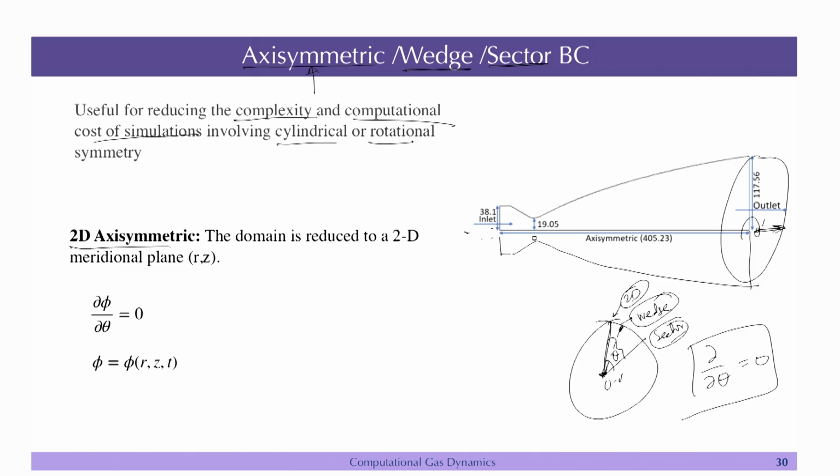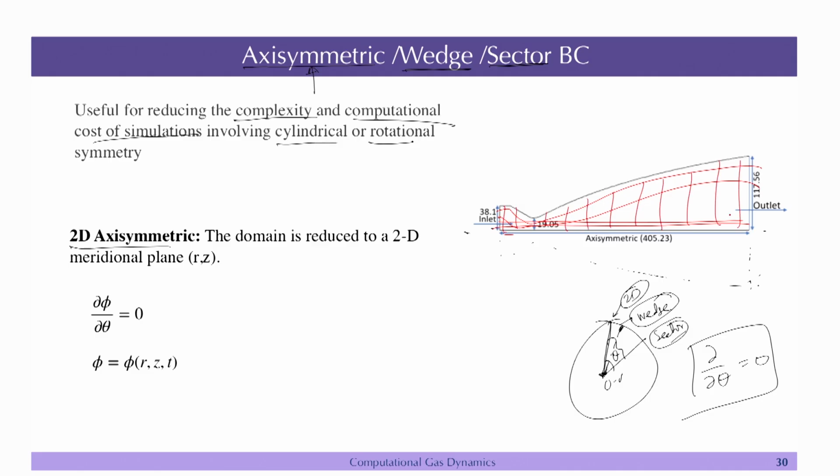Instead of simulating this entire thing, I am only simulating one 2D plane. My grid will not have any of this, and you can just simulate one 2D axisymmetric plane. You can make a grid like this, everywhere. Of course, it will not cross, and you can do the simulation.